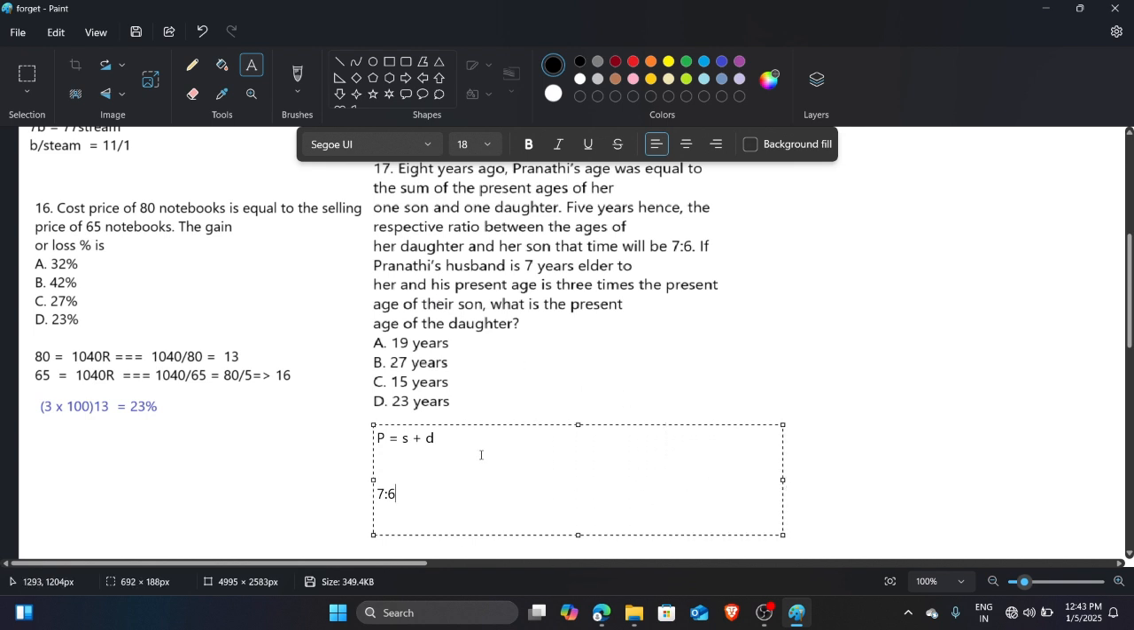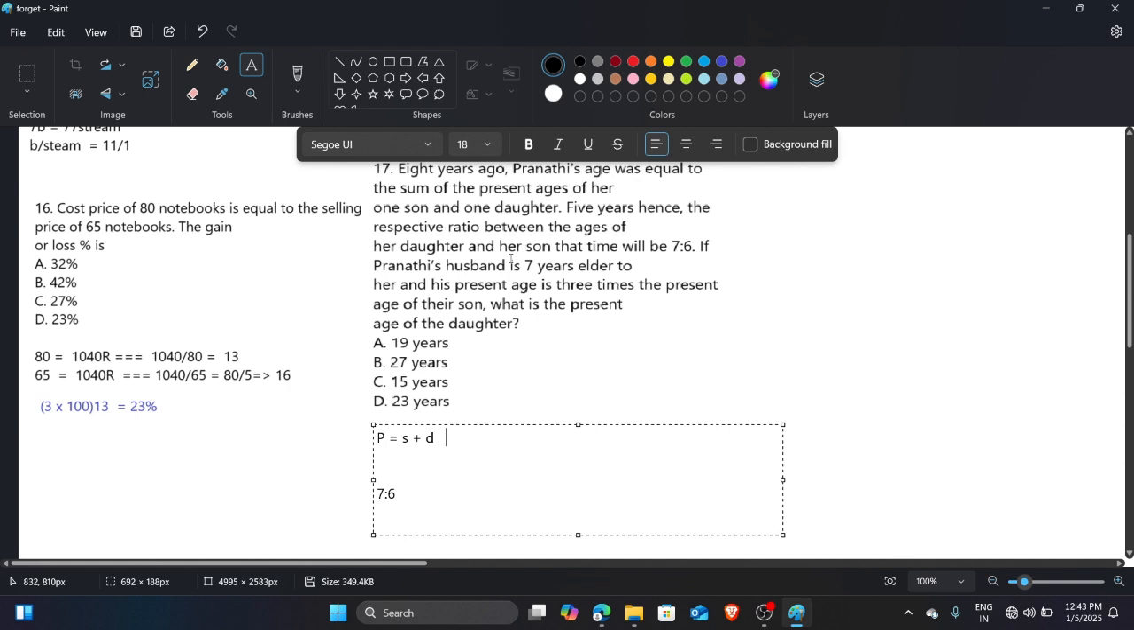Okay, we try to do it. So first, what they are saying: 8 years ago, Pranathi's age was equal to the sum of the present age of her one son and one daughter. Now, 5 years hence, the respective ratio between the age of her daughter and her son at that time will be 7:6.